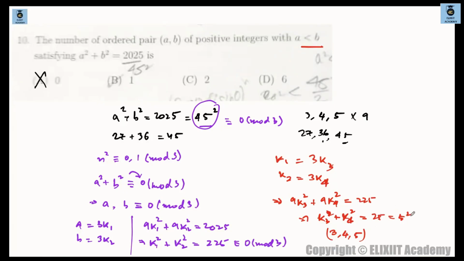Further, you will take 0 modulo 3, and you continue with the same logic. So you will end up getting the same solution, 3 and 4, as well. So definitely there is exactly one pair in this case, which is option B.